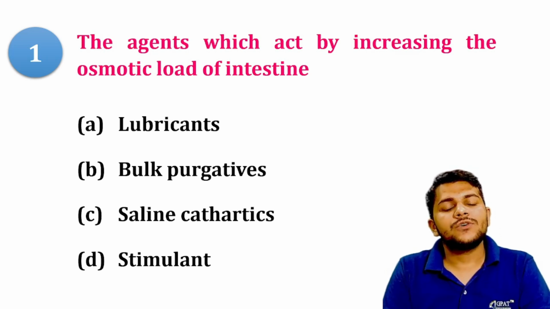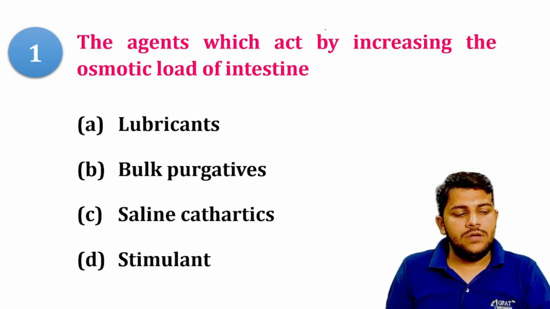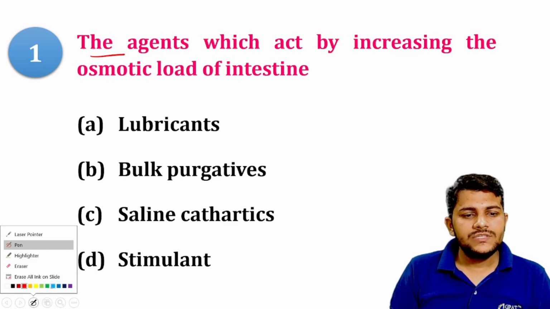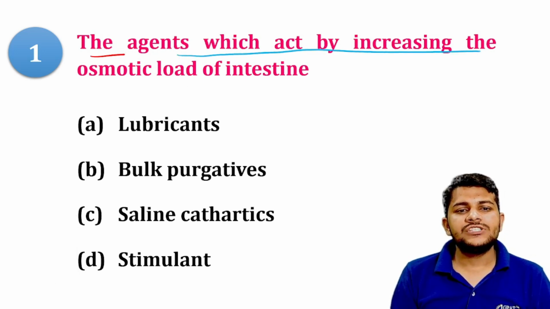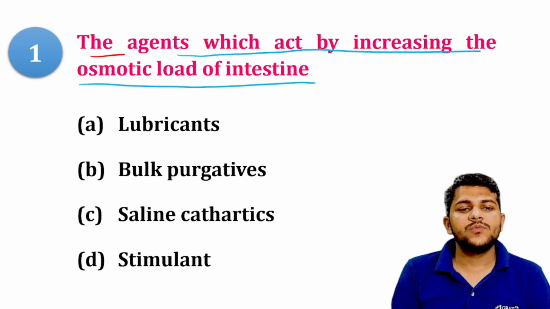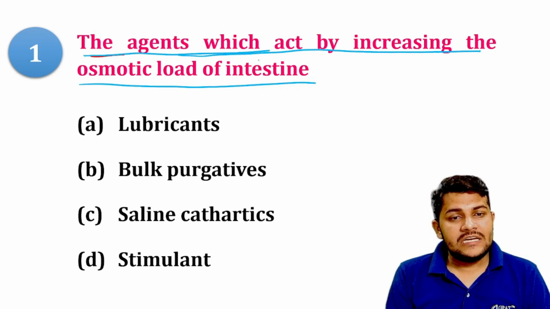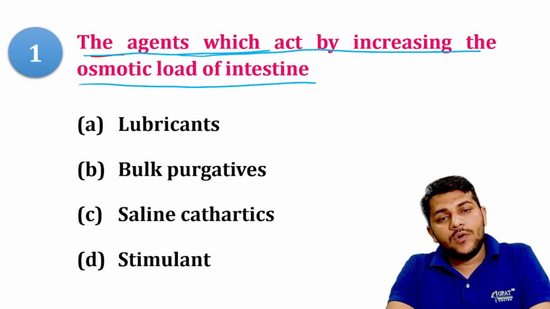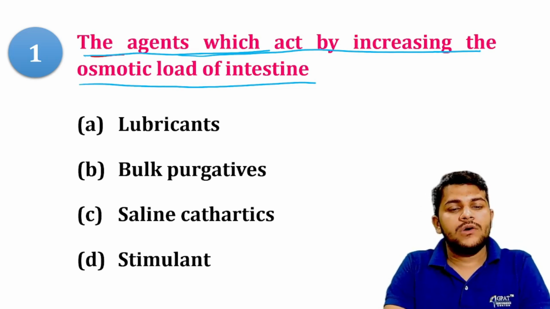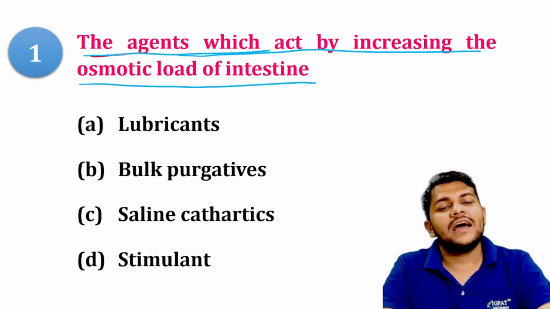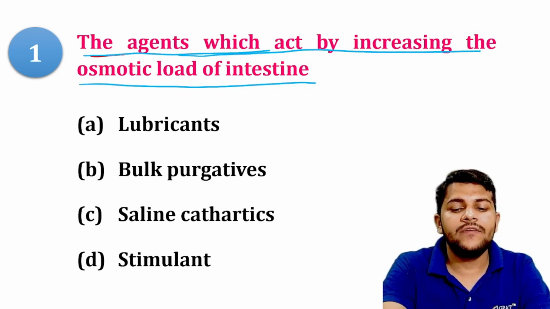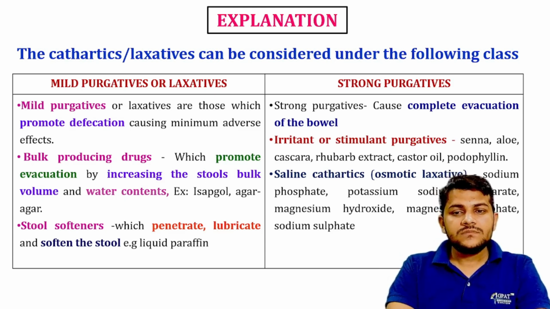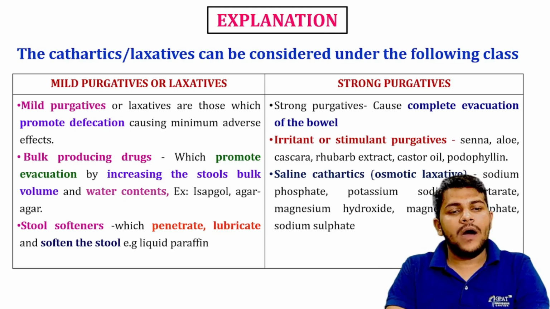Dear student, the first question: the agent which acts by increasing the osmotic load of the intestine. Why do we increase it? Because we want relief from constipation. These agents are osmotic cathartics, or we can say saline cathartics. Basically laxatives and cathartics are used for the evacuation of your bowels and fecal matter.